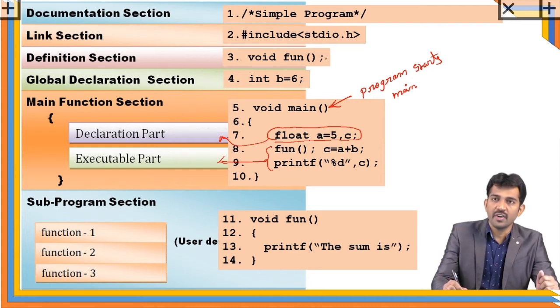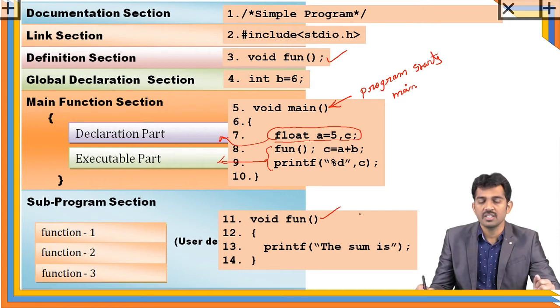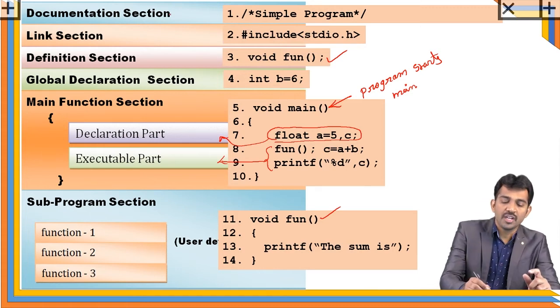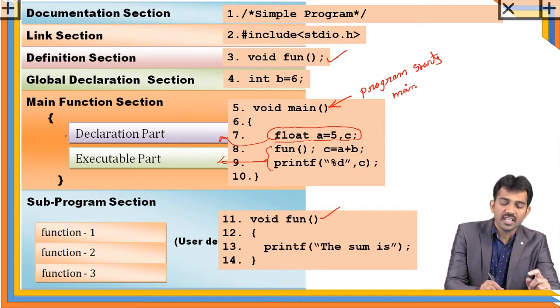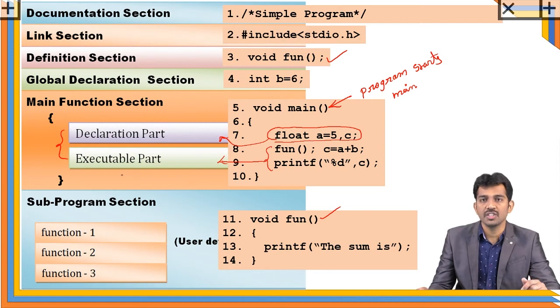I defined the void function here, and I implemented it here. We'll see all the functions, how to write a function, what a user defined function is, and what a predefined function is, everything in the functions section. You just understand the structure of a C program. This is the structure of a C program: 1, 2, 3, 4, 5, 6 divisions, and the main function again contains two parts, declaration part and executable part. Is this clear?